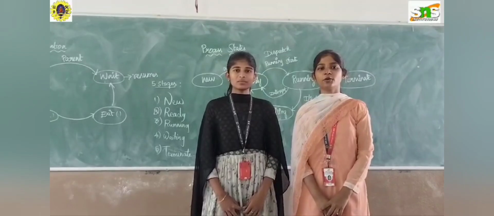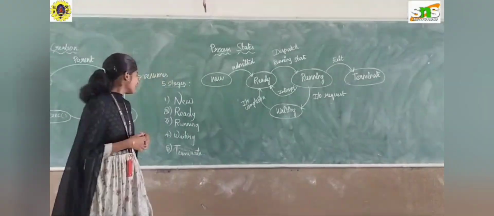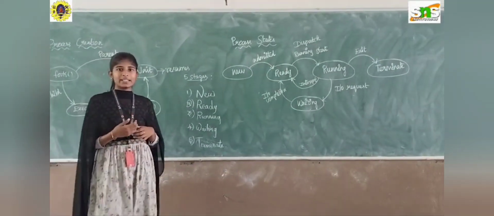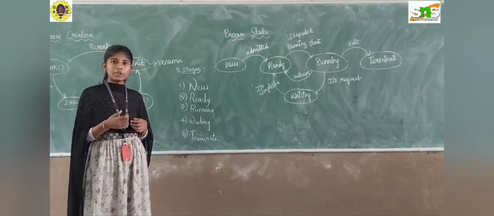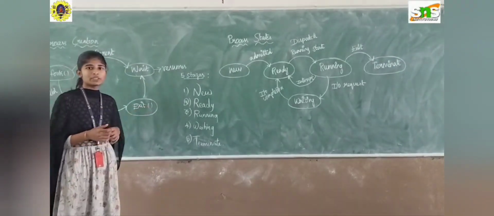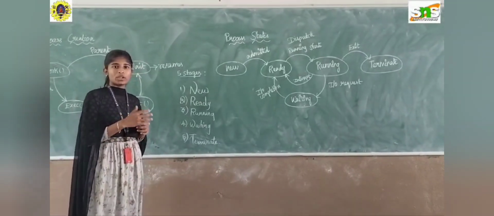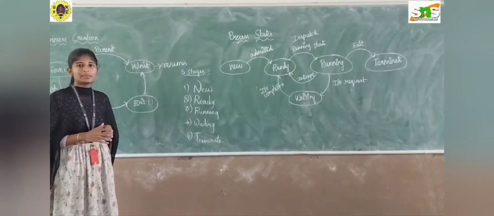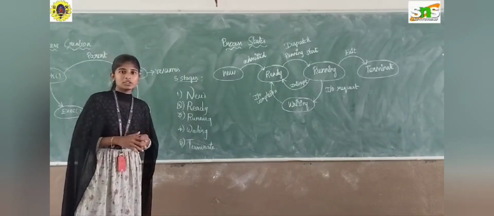Good morning everyone. Today we are going to talk about process states and process creation. There are five types of states: new, ready, running, waiting, and terminate. In the new stage, the process is created, and then in the ready state the process is in the ready queue so that it can be executed in the CPU. In the running stage the process is being executed, and in the waiting stage it is waiting for an event to complete so that the process can continue. The last stage is terminate. After completing, the process is removed from the program.